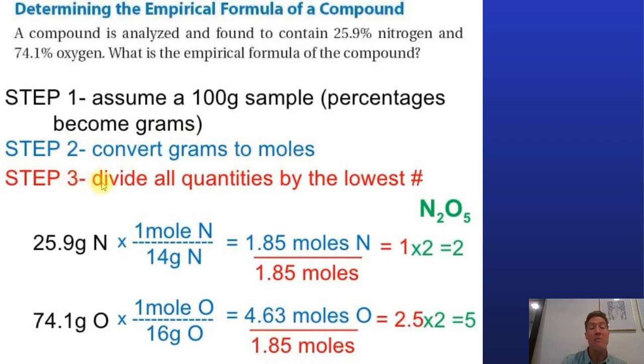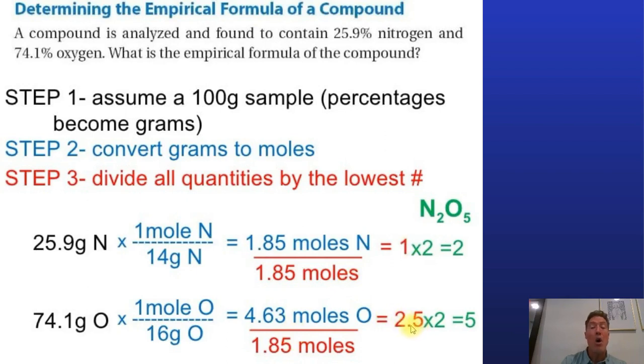Now, step 3, here's the magic. We divide all of our molar quantities by the lowest number of moles. So which is lower, 1.85 or 4.63? Well, 1.85 is the lowest molar quantity. So we're going to divide both of these blue things by the lowest number. So this 1.85 is going to be divided by itself, 1.85. And this 4.63 is going to be divided by the lowest molar quantity, 1.85. And what we're going to see is that, obviously, this divided by this is going to give us 1. This divided by this is going to give us 2.5.